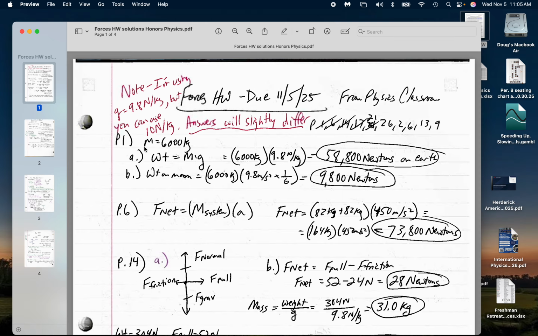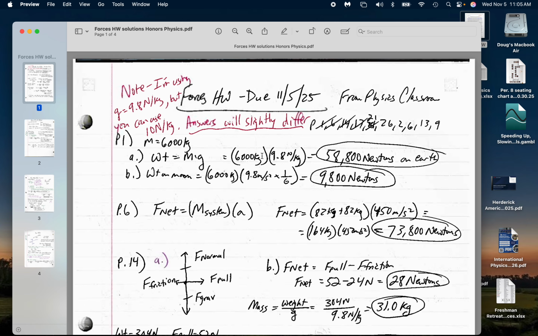So the first one was PC1, or problem 1. You had a 6,000 kilogram elephant. The question is, what's its weight on the Earth? What's its weight on the Moon? Weight is just m times g. So 6,000 kilograms times 9.8 newtons per kilogram, 58,800 newtons on Earth.